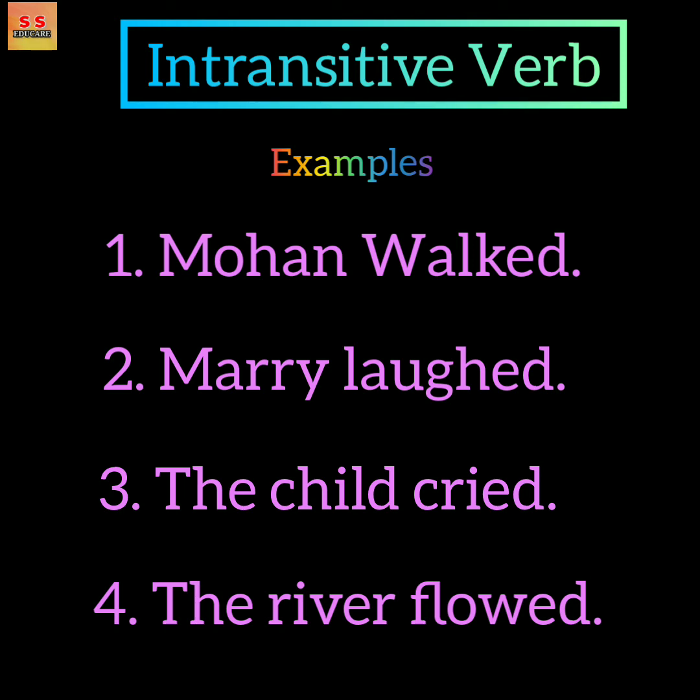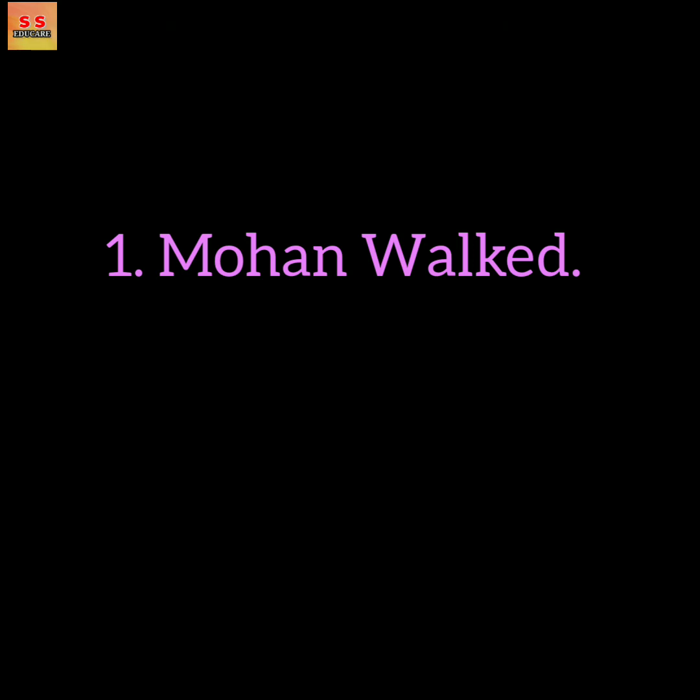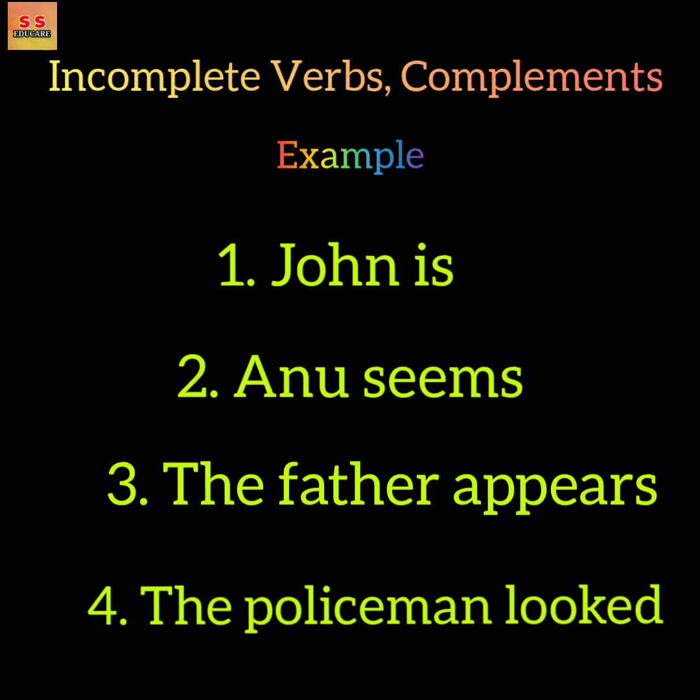Incomplete verbs, complements. Now look at these sentences. John is. Anu seems. The father appears. The policeman looked. The verbs in these sentences are is, seems, appears, and looked. These verbs do not make complete sense by themselves, so they need some word or words to complete the sense.